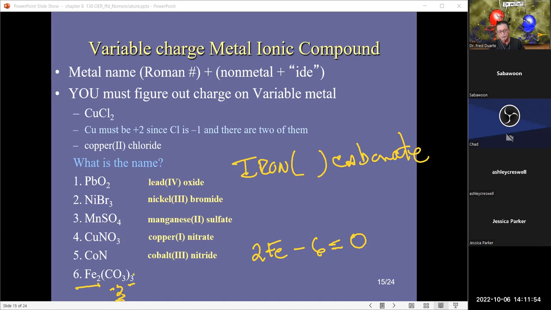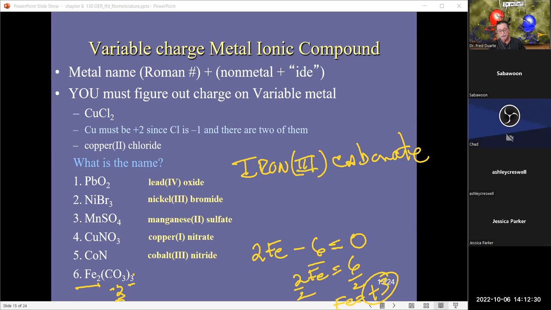So 3 times -2 is -6. There are 2, look at the subscript of iron. There are 2 irons. So there's 2 Fe. So what I need to do is solve for Fe, iron. So I can rearrange this. So I got 2 Fe equals 6. Divide through by 2. That means that every iron is equal to a +3. Okay, so at this stage, we are working with iron 3 carbonate.